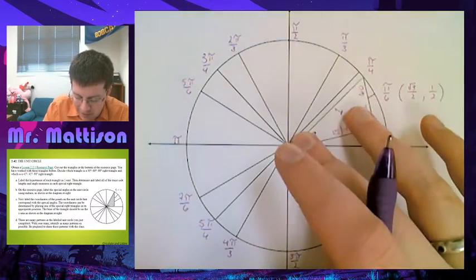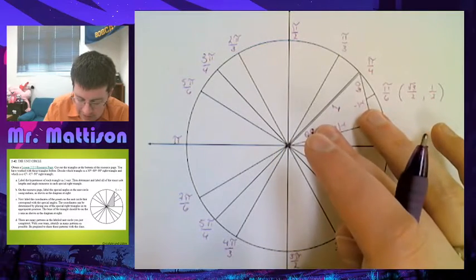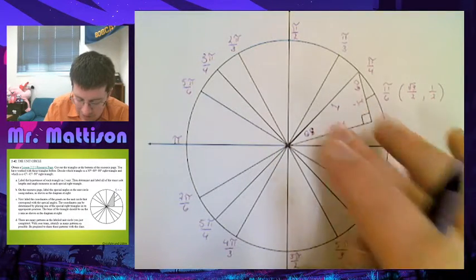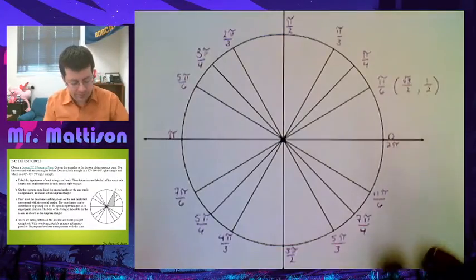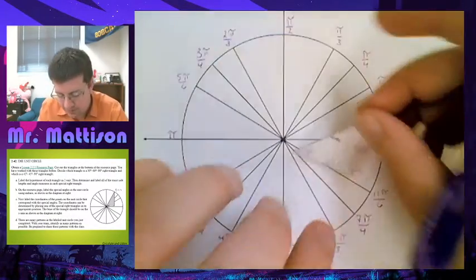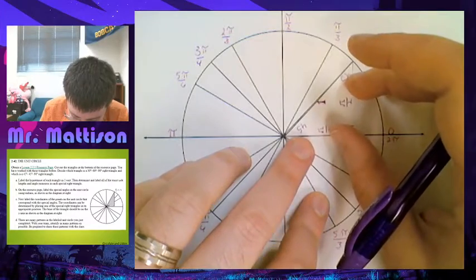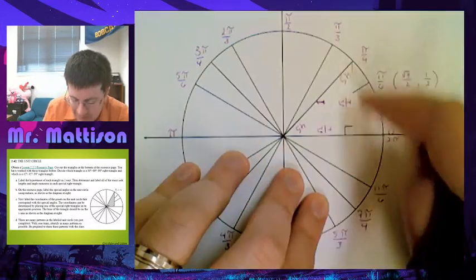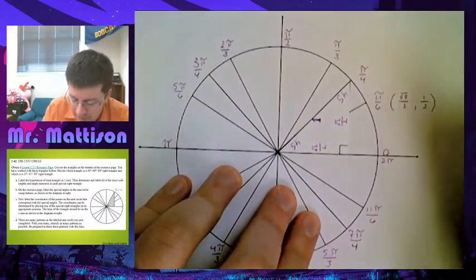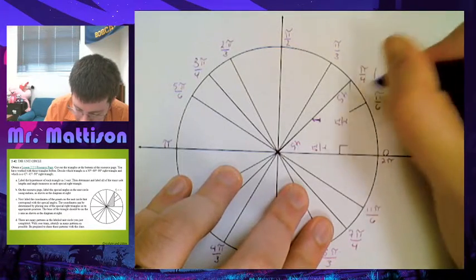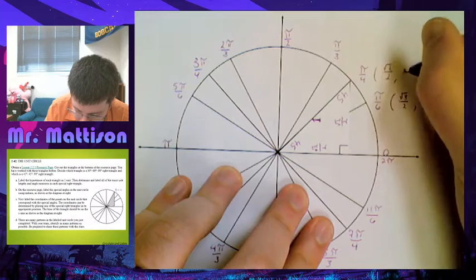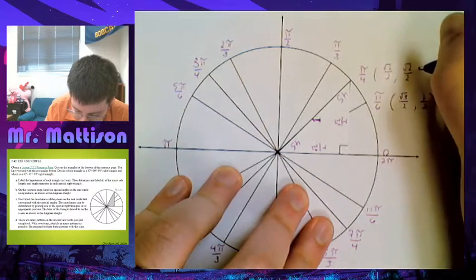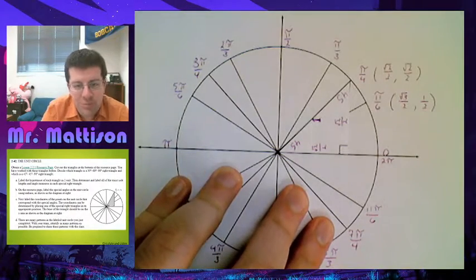Now this one doesn't work here. Well, it's the right length, but this doesn't really help me with the x and y coordinates. The one which does is going to be my 45, 45, 90. If I put that in there, now I have my x and my y coordinates pretty obviously there. So that's going to be rad 2 over 2 for my x, and rad 2 over 2 for my y coordinate.